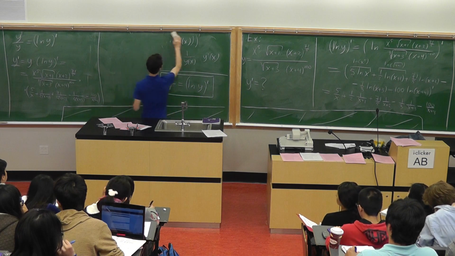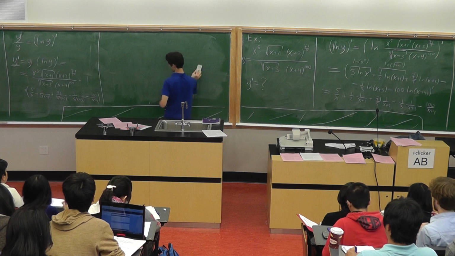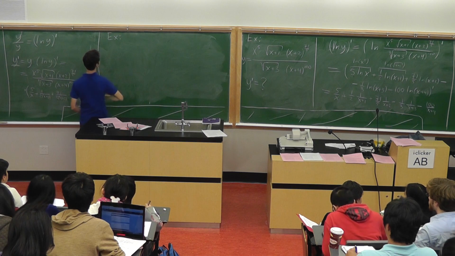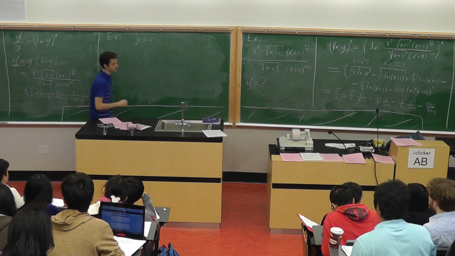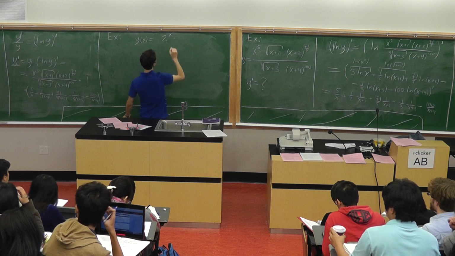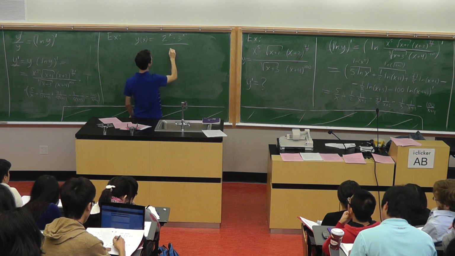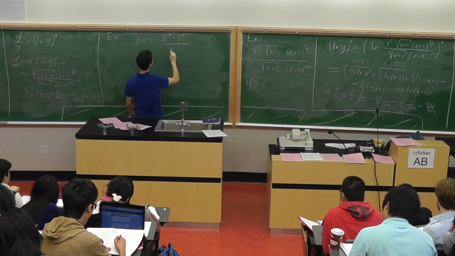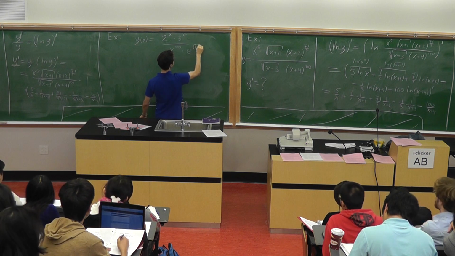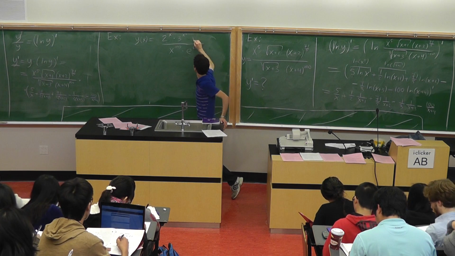Okay, let's try another example, to see how this pattern works once again. Let's say another example. y of x is, let's say, 2 to the power of x times 3 to the power of x squared, divided by, let's say, x to the power of 100 times 3 to the power of square root of x. Multiply by the square root of x.